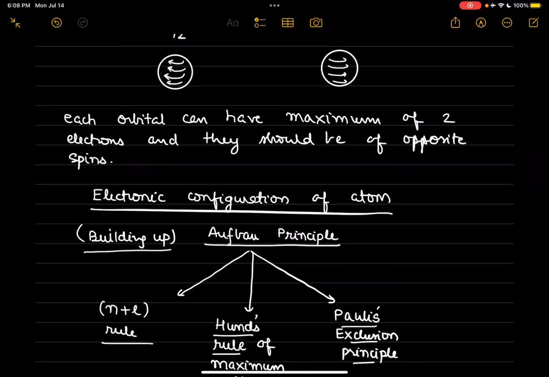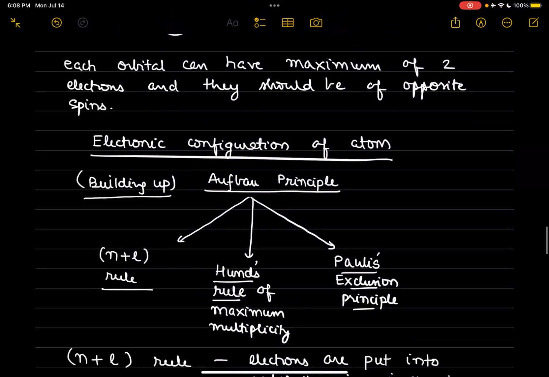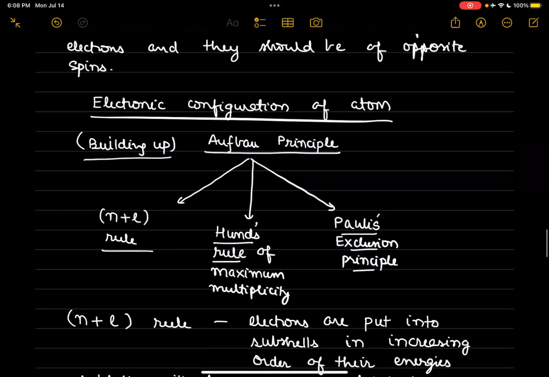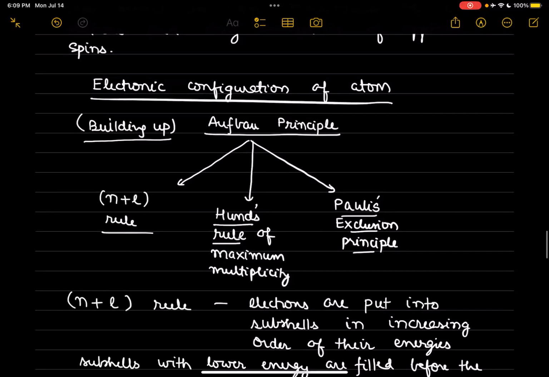So how to fill the electrons in an atom? There are certain rules, and they are actually clubbed together under the name of Aufbau principle. Aufbau was not the name of the scientist. It is basically a German word which means building up. So what are we building up? We are building up atoms by putting electrons.